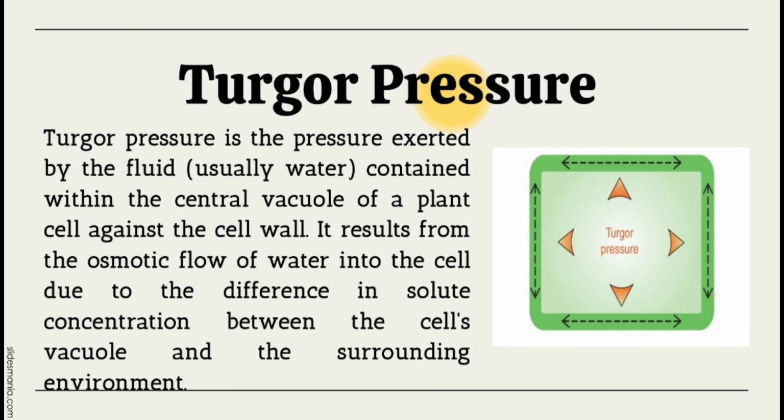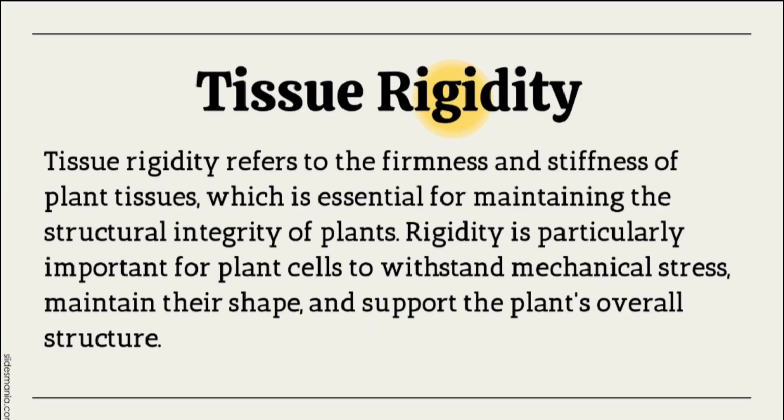Next is tissue rigidity. Tissue rigidity refers to the firmness and stiffness of plant tissue, which is essential for maintaining the structural integrity of plants. Rigidity is particularly important for plant cells to withstand mechanical stress, maintain their shape, and support the plant's overall structure.